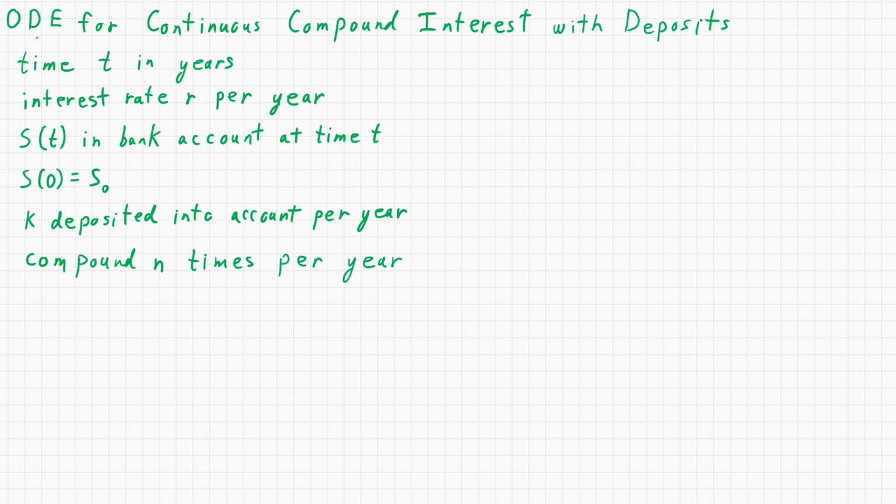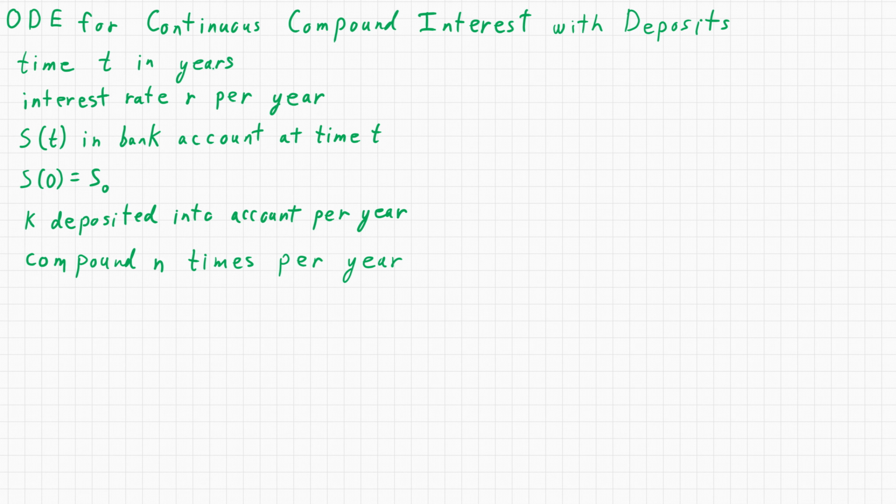Since this is a differential equations course, we're going to try and turn this continuous compound interest problem into an ordinary differential equation. But in addition to the continuous compound interest, we're going to have the interest on the account, but with deposits that are going on at the same time. All right, so let's look at the setup for that problem.